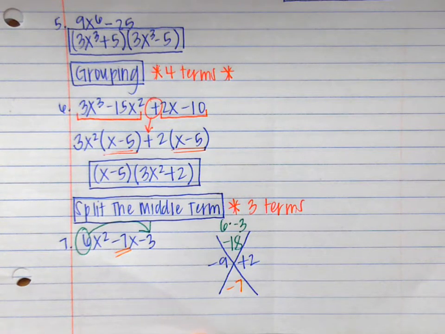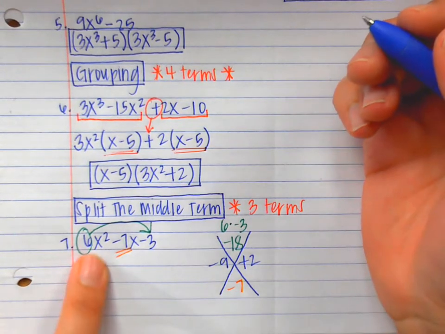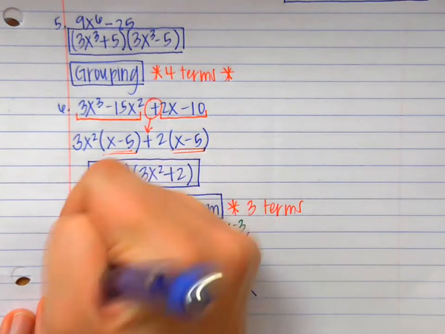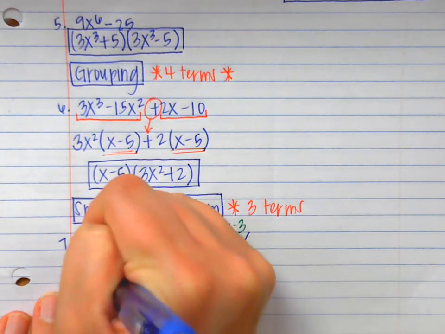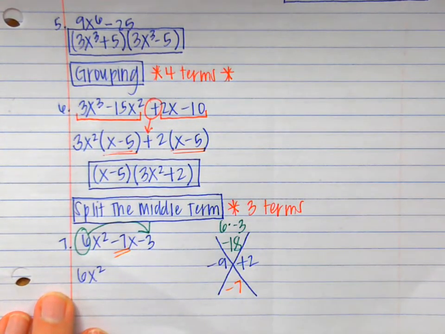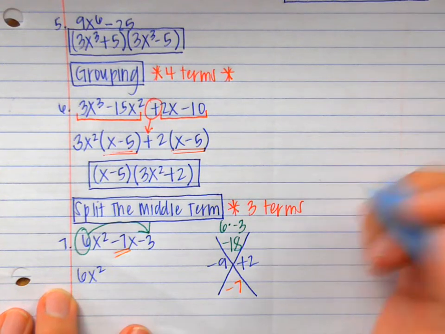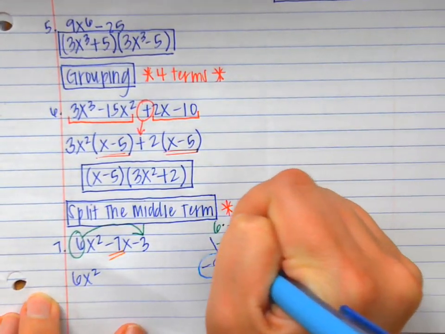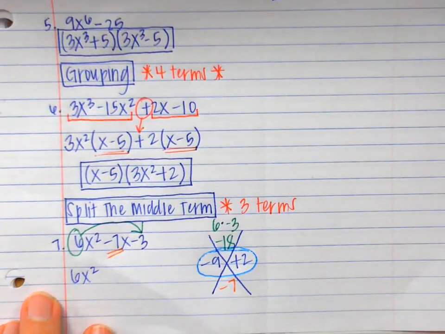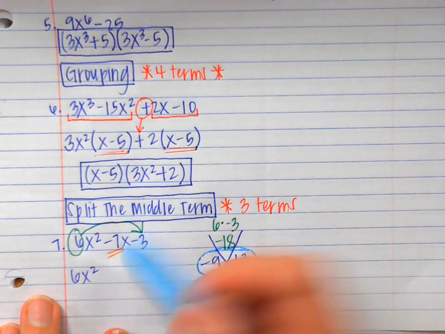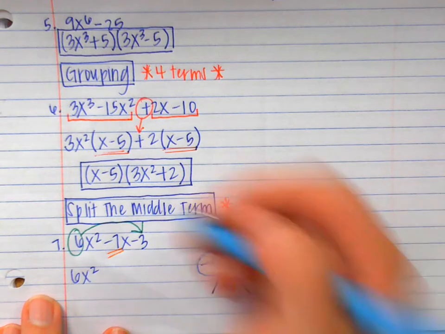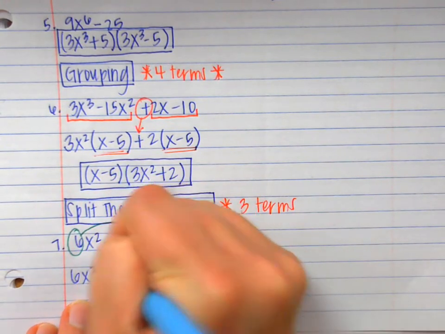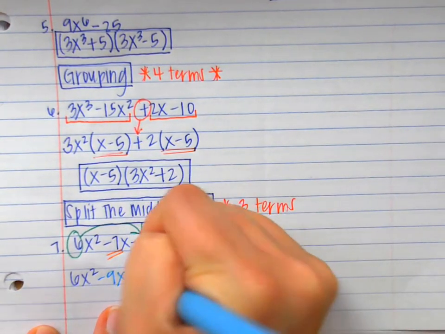So here's where splitting the middle term comes into play. 6x squared, not my middle term, stays exactly as is. My middle term is negative 7x. So we're going to take these 2 numbers that we just came up with, negative 9 and positive 2, and we're going to split the middle term. So instead of writing negative 7x, we're going to write negative 9x plus 2x.